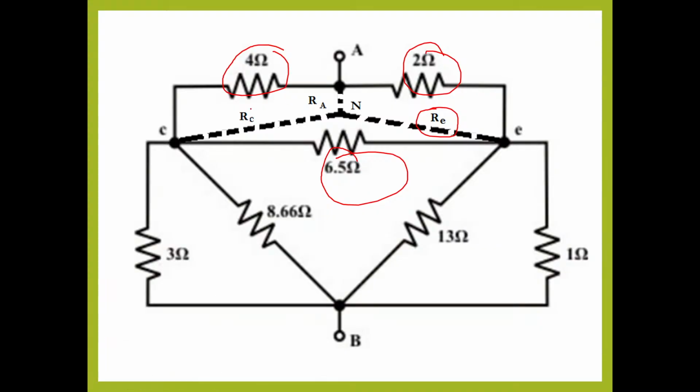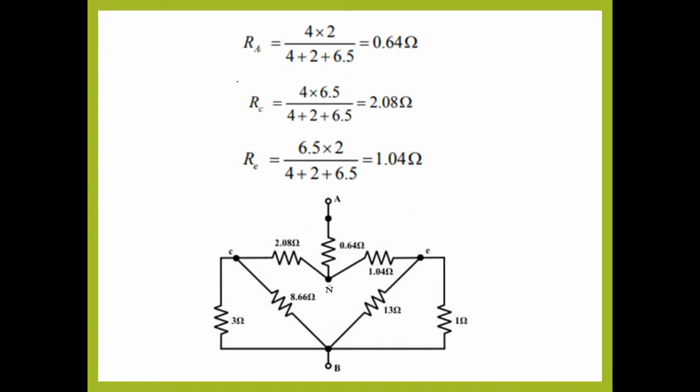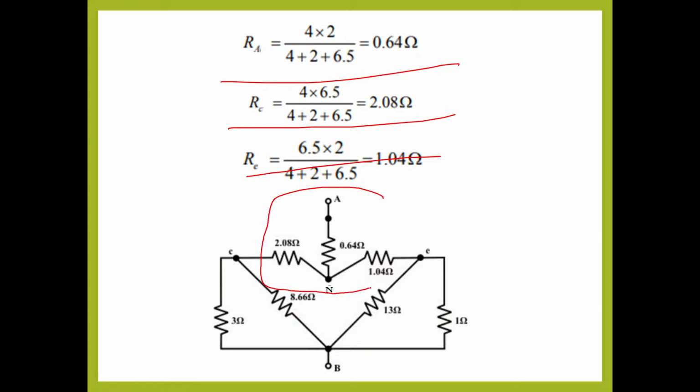Similarly, RC. Besides it, what is there? 4 ohms and 6.5 ohms. So RC is equal to 4 into 6.5 divided by 4 plus 6.5 plus 2 ohms. So that's what I have done here. RA, RC, RE. After determining that, my circuit has changed somewhat like this. This is the new circuit.